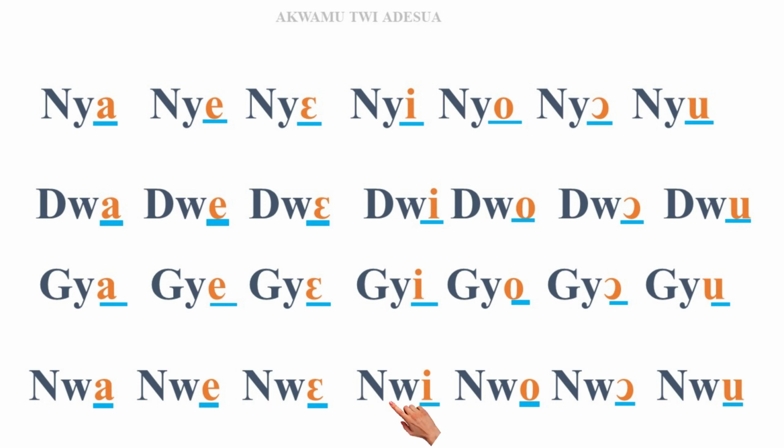And then we have the Nyi, because we've added the E to it. And then we have the Nyo. Then Nyo. Then Nyu. Okay, I hope you had it right.